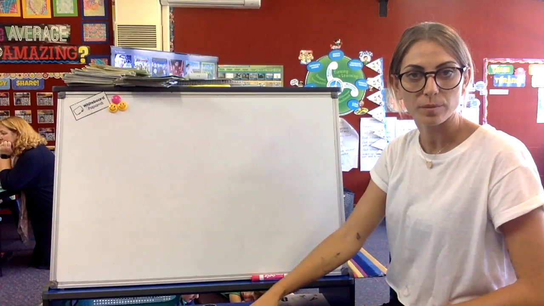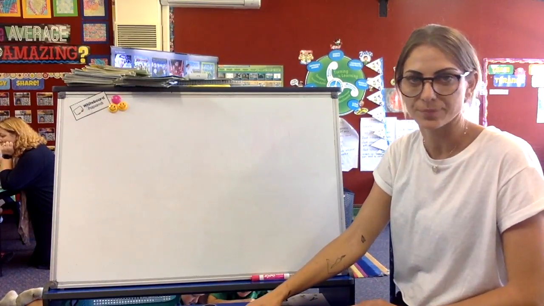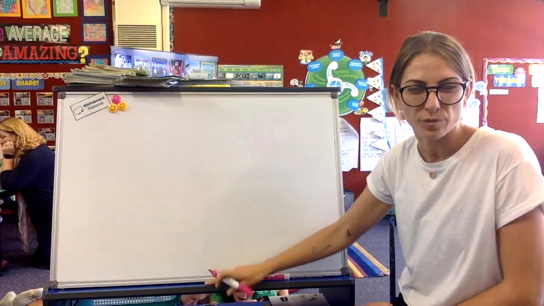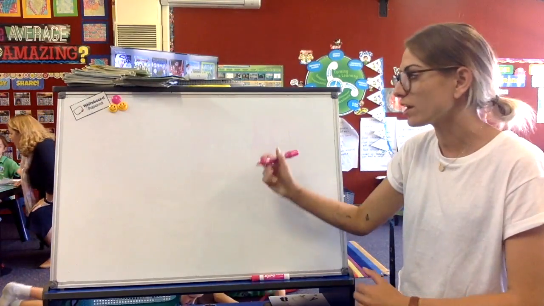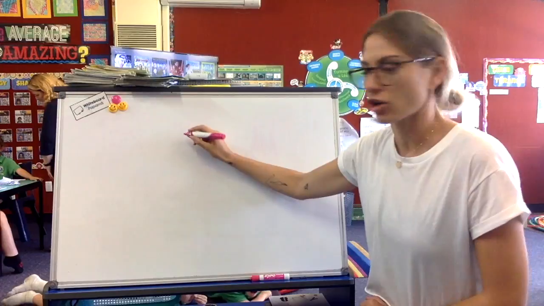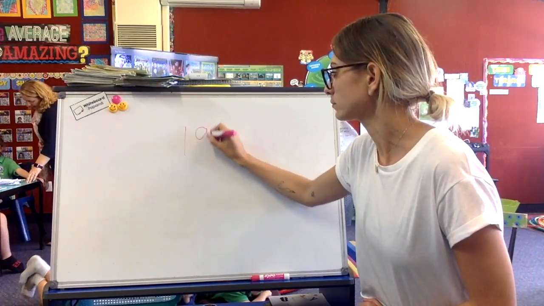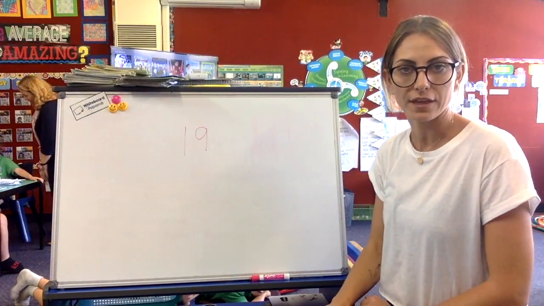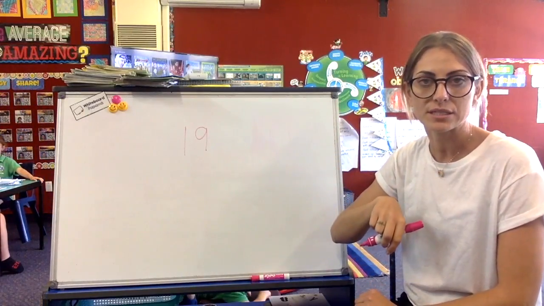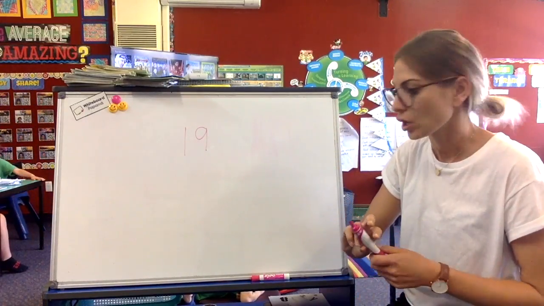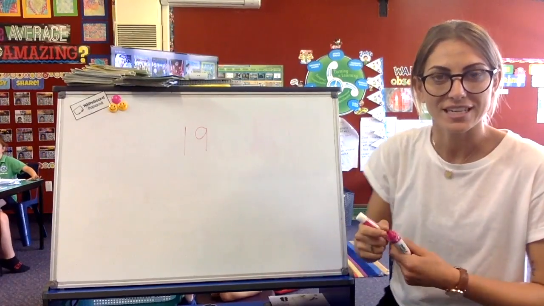This week we're going to be learning about rounding and compensating. So the first thing we have to learn about is what rounding means. When you have a number, let's say 19, then you round it either up or down to the nearest tidy number. Remember that tidy numbers are numbers that end with a 0.